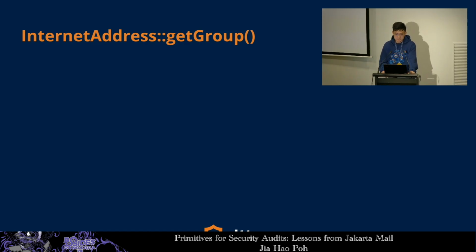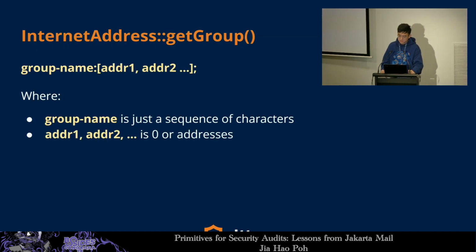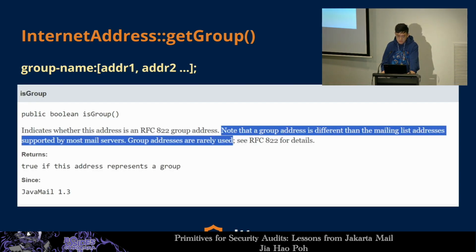Okay, another method from the InternetAddress class is the getGroup. This method attempts to return an array of InternetAddress from the current group address. You might be wondering what is a group address. It's basically a special string that has the following syntax. You start with a group name and then a colon. After the colon is 0 or more email addresses, with comma being a delimiter, and the entire sequence is terminated with a semicolon. So a group address is different from a mailing list address, which we might think of when thinking of a group of email addresses.